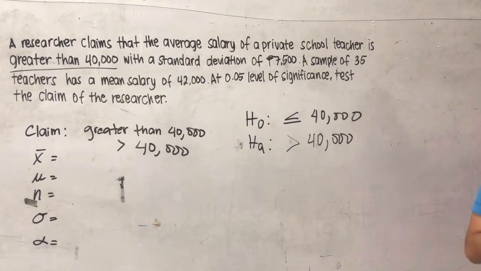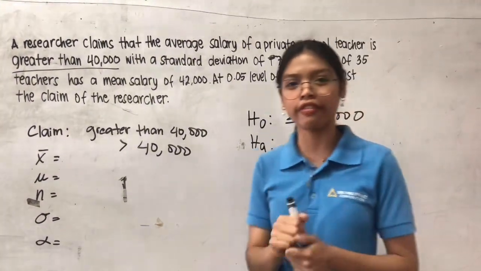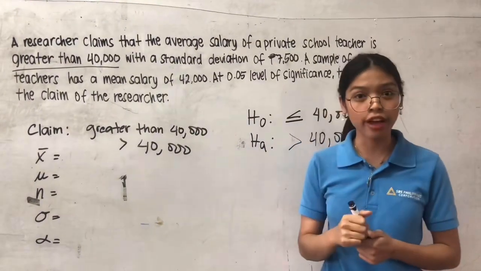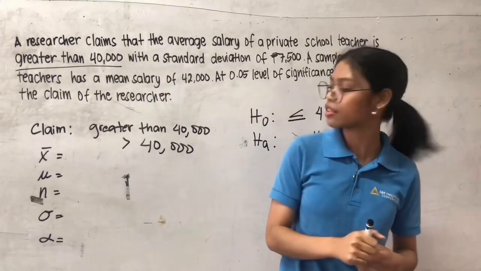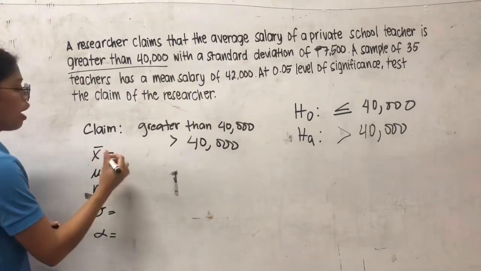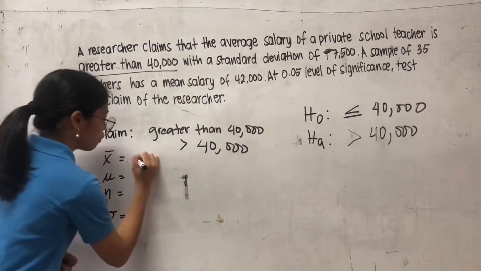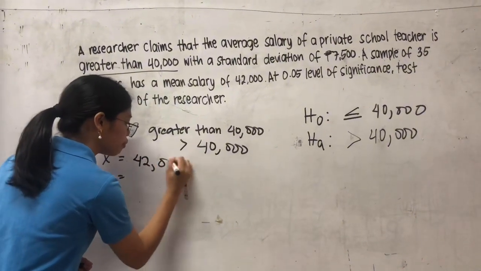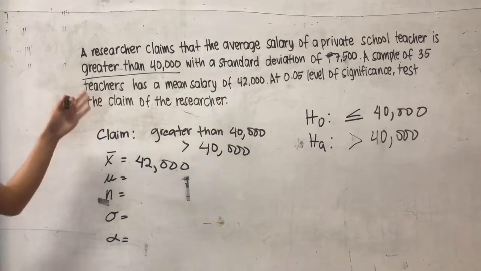After constructing the hypothesis, we're going to list down all the given and identify which test we are going to use. Is it the z-test or the t-test? First is the sample mean. The sample mean is 42,000. For our population mean, it is 40,000.